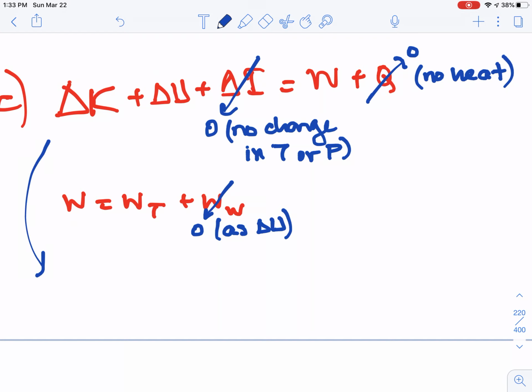So looking back to this equation then, we have delta K, I'm going to write one more time, plus delta U.